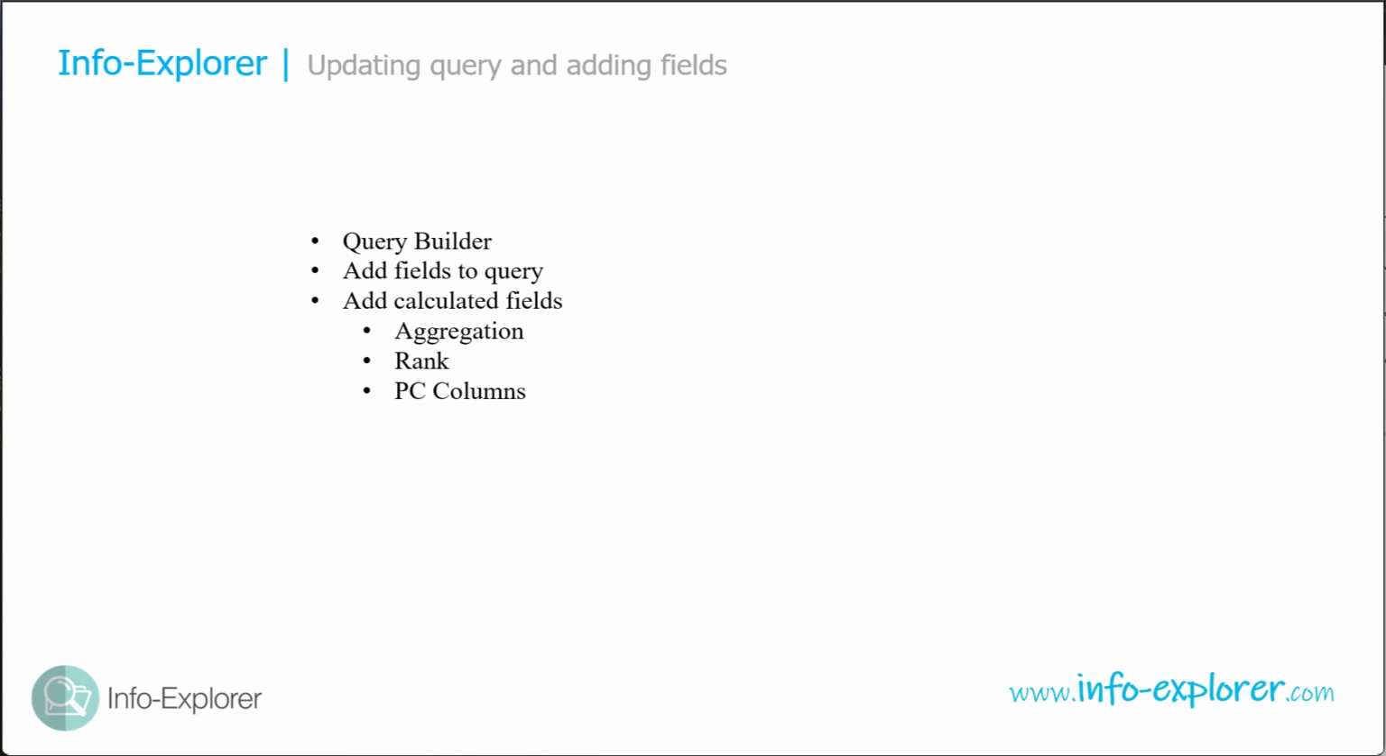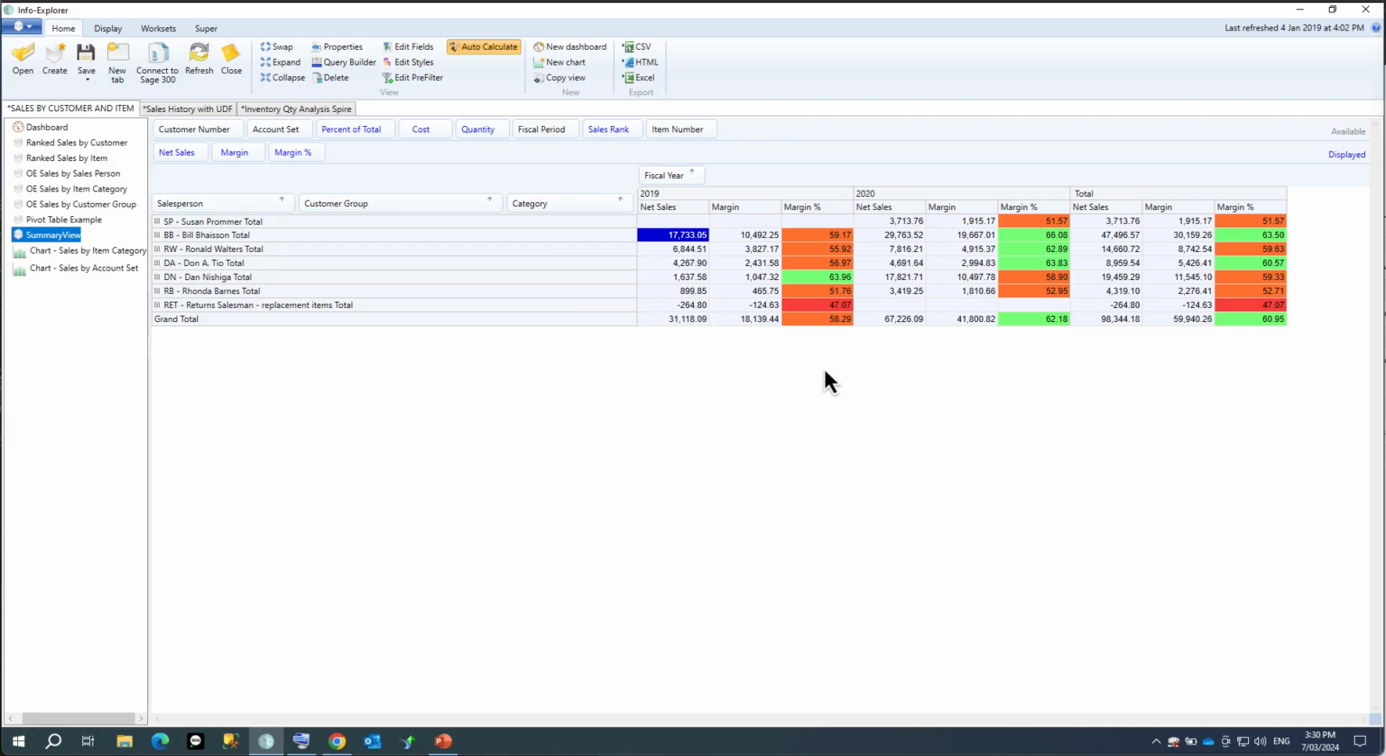You can also add calculated fields in the cube, for example, a rank or a percentage of column or percentage. Some fields are better suited to be added to the query, and generally it's faster, but some calculations like a percentage or a rank that is relative to the data you're looking at is better to be added directly in the cube. If we come back to our sales history cube, we currently have salesperson, customer group, category, customer number, etc.